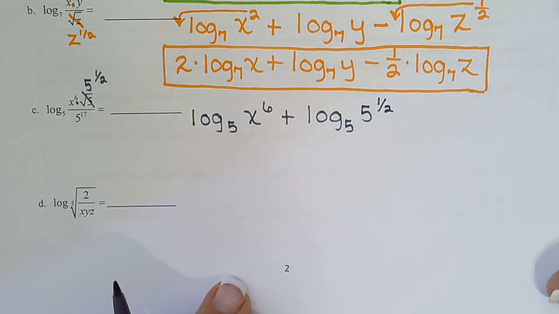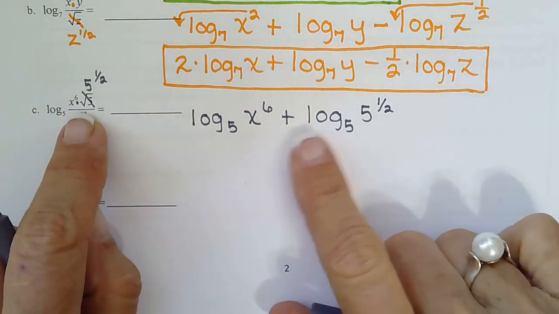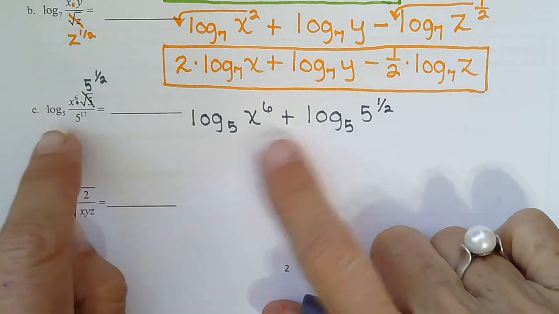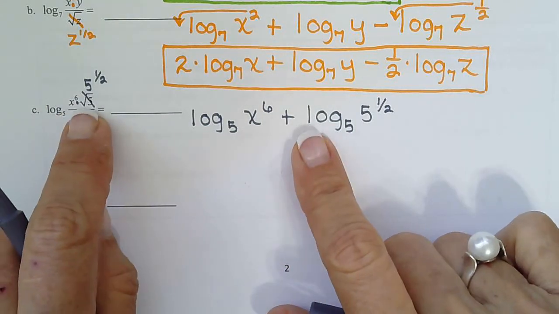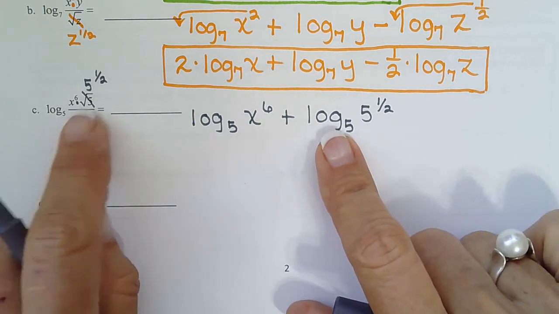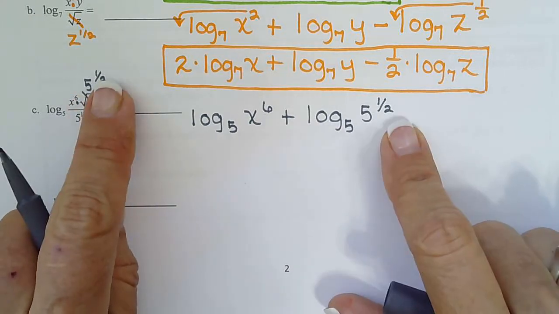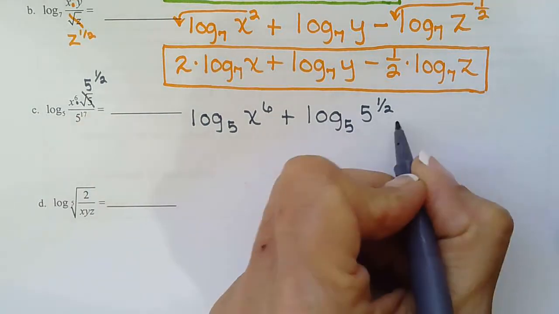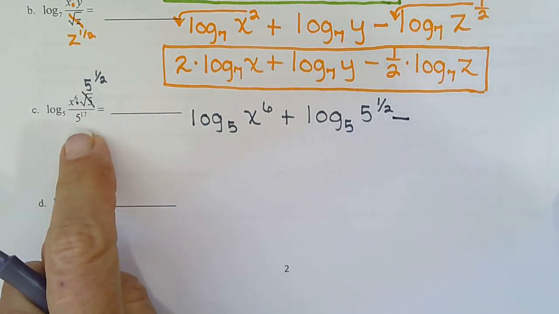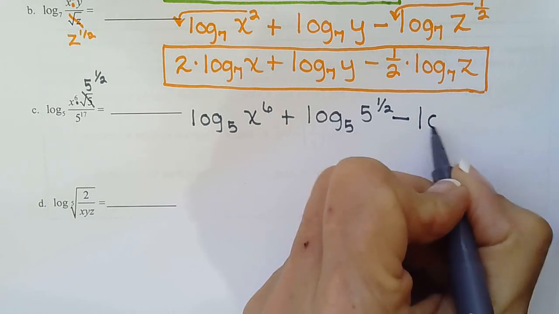Okay, so everybody good so far? So multiplication turned into addition, log base 5 x to the 6th plus log base 5 to the 1/2. Then we have division, minus log base 5 to the 17th.